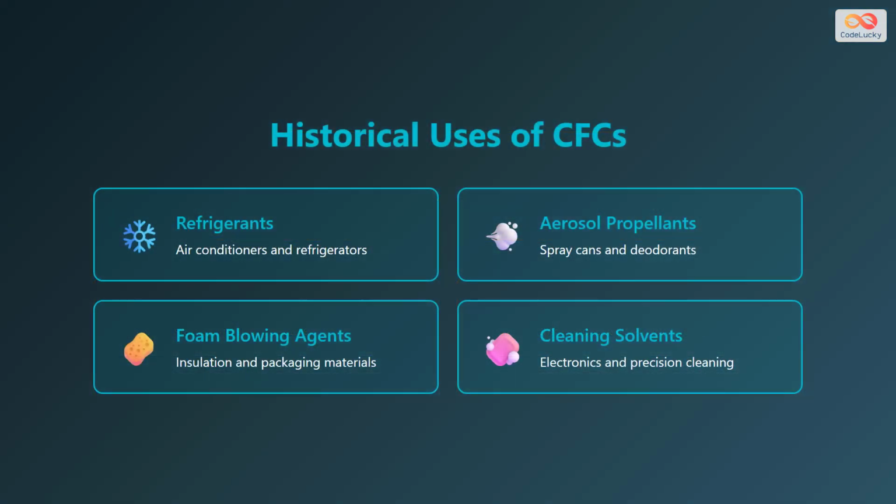Before their environmental impact was understood, CFCs were used extensively in many industries. They served as refrigerants in air conditioners and refrigerators, keeping our food fresh and buildings cool. They were used as propellants in aerosol spray cans, including deodorants and hairsprays. CFCs acted as foam-blowing agents, creating insulation materials and packaging foam. They were also employed as cleaning solvents for electronics and precision equipment. Their widespread use meant that enormous quantities of CFCs were released into the atmosphere over several decades.